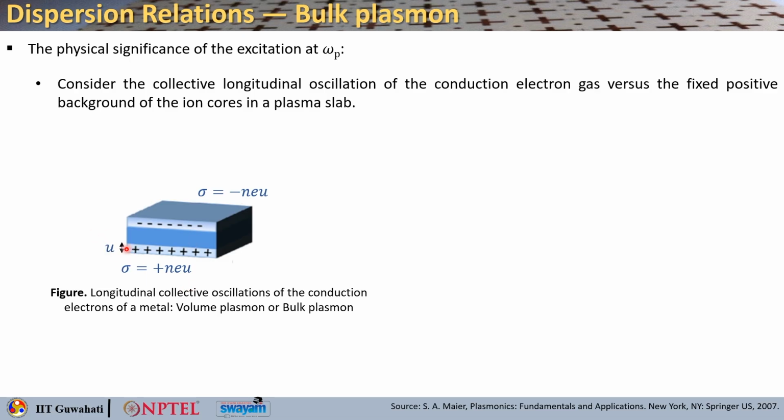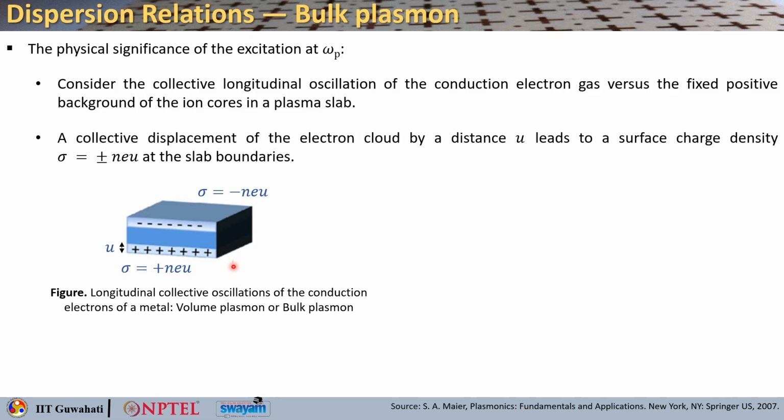So, this is the amount of displacement. You can see the positive conductivity will be sigma equals plus n e u, where u is the amount of displacement. Here it will be minus n e u. This is nothing but longitudinal collective oscillation of the conduction electrons of a metal. What you see here is called volume plasmon or bulk plasmon.